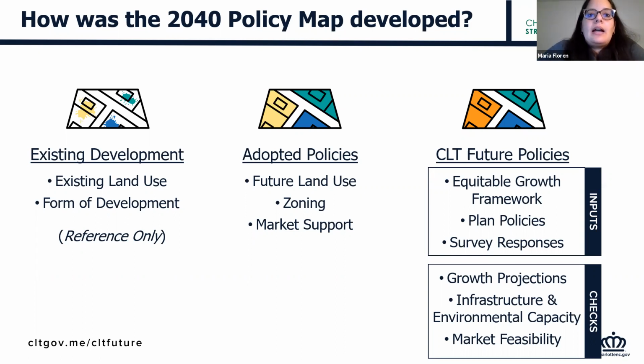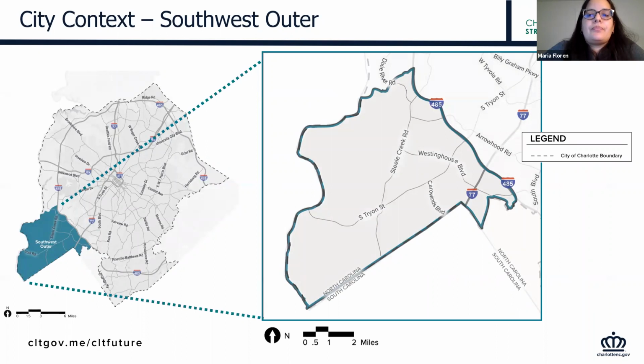So with that, we'd like to walk through how the process played out in the Southwest Outer Community Planning area. So our phase 2 community conversations are organized around 15 community planning areas, and today's meeting is about this Southwest community planning area, as you can see here on this map. And it's generally bounded by the state line, Lake Wiley, Dixie River Road, and just north of Westinghouse Boulevard.